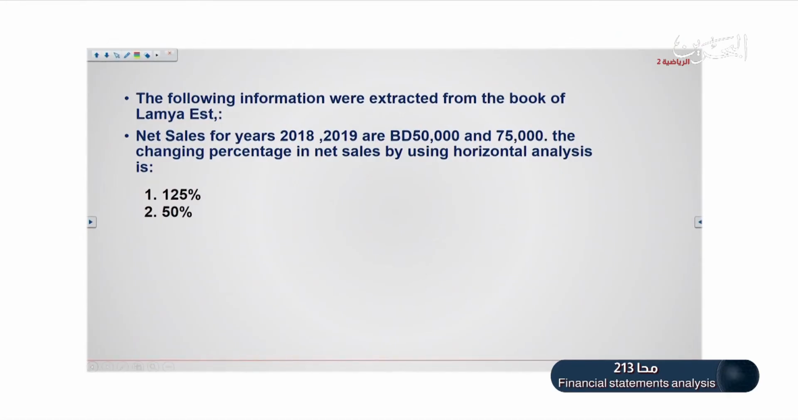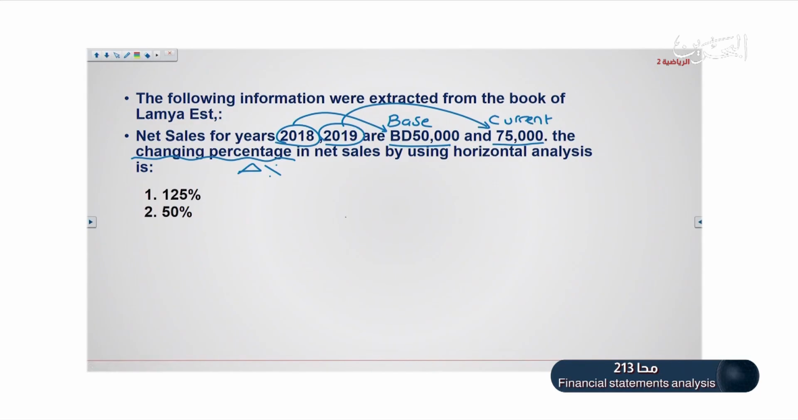Okay, now let's solve this question. The following information was extracted from the books of Lamia EST. Net sales for years 2018 and 2019 are 50,000 and 75,000. So this is the base year and this is the current year. How do we know? Because it's 2018 and 2019, the new year is the current year. They want the changing percentage in net sales by using horizontal analysis.